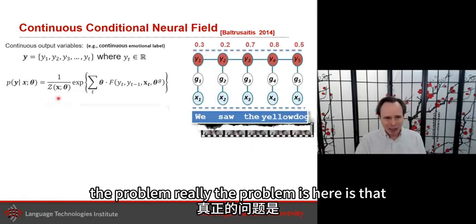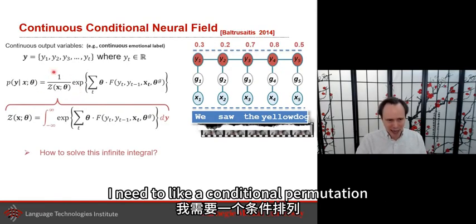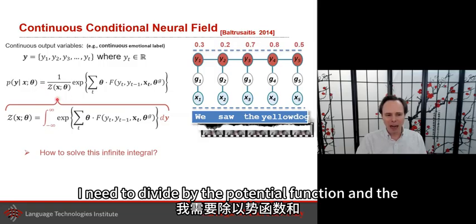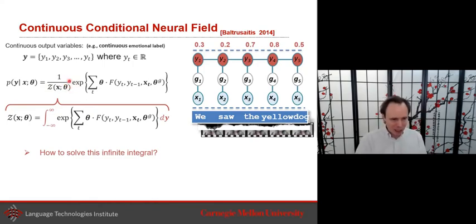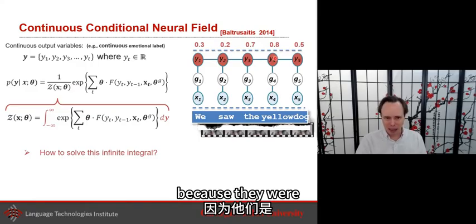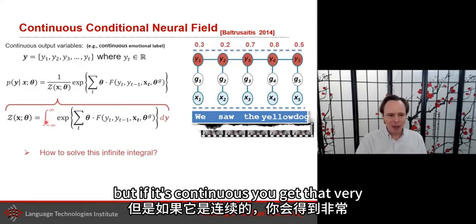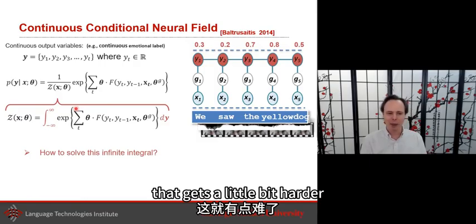The problem here is that, like a conditional random field, I need to divide by the partition function. And this partition function, in the case of a CRF, we had some little tricks to make it work because they were discrete states. But if it's continuous, you get that very infinite integral that you need to integrate over. That gets a little bit harder.